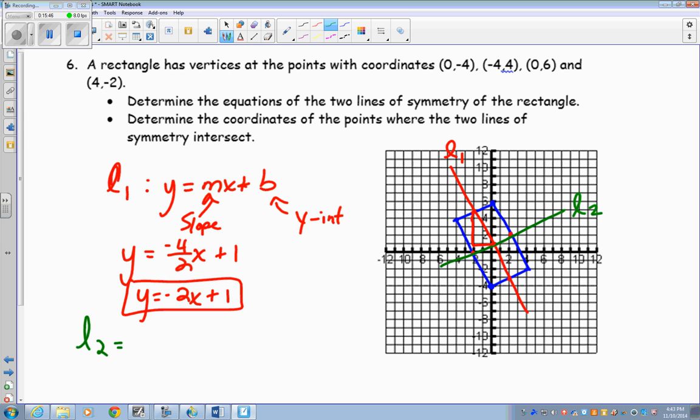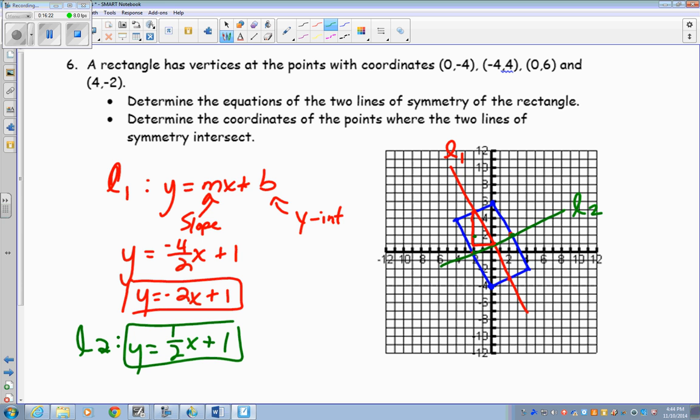Line 2, well, if I look, it has the same y-intercept, so I just have to figure out its slope. So again, I'm going to go through the 2 midpoints. That would be up 2 and then over 1, 2, 3, 4. So it looks like it's a positive 1/2 x plus 1. And so now that we have the equations for those 2 lines of symmetry, line 2 has the equation of y equals 1/2 x plus 1.